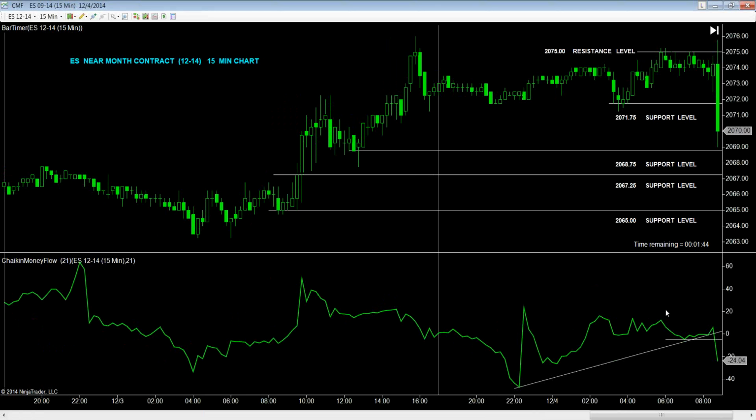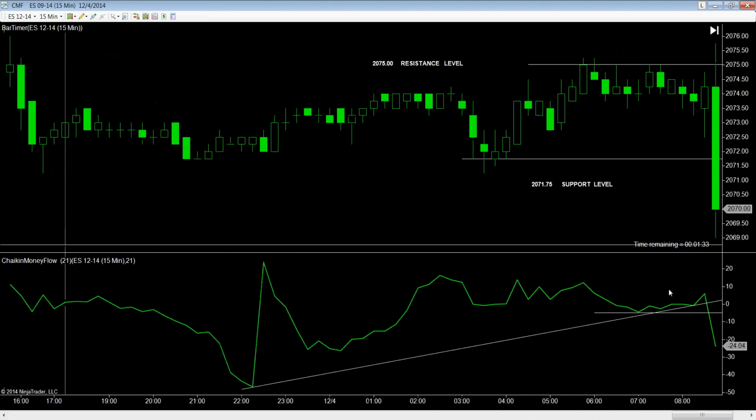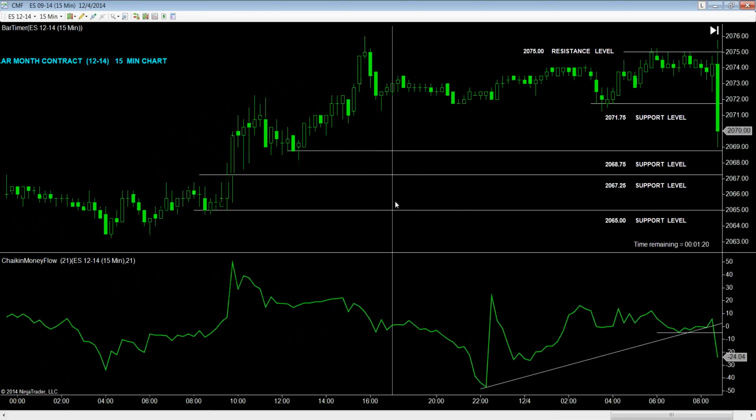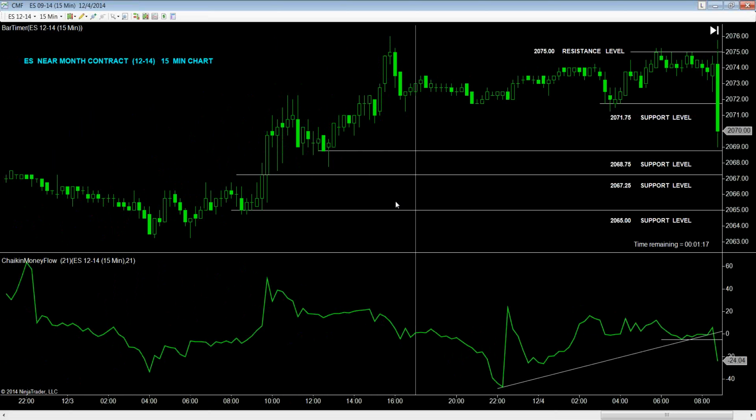smart money tracker, 21 period, and see, although the configuration is different, we have an upsloping trendline violation here and an internal support level that's established by the indicator itself right here that gets penetrated before the floor level is crossed from above to below on a 15-minute chart. Now, bear in mind that we're looking at 15-minute charts, and we know that we have targets set up at 2068.75, 2067.25, and 2065. At this point, it's unclear exactly how far that move will go.